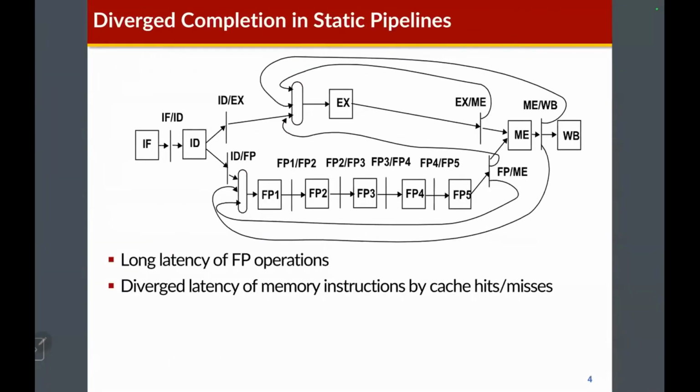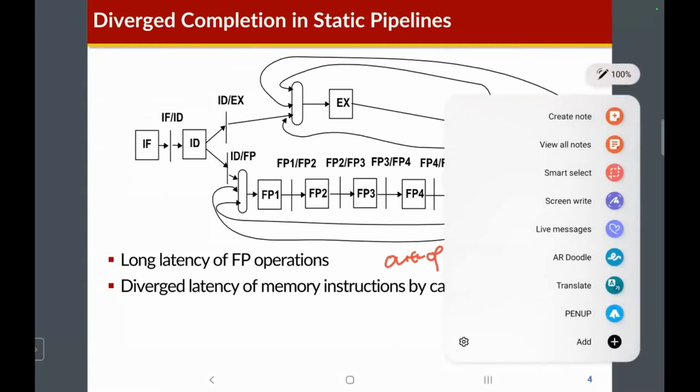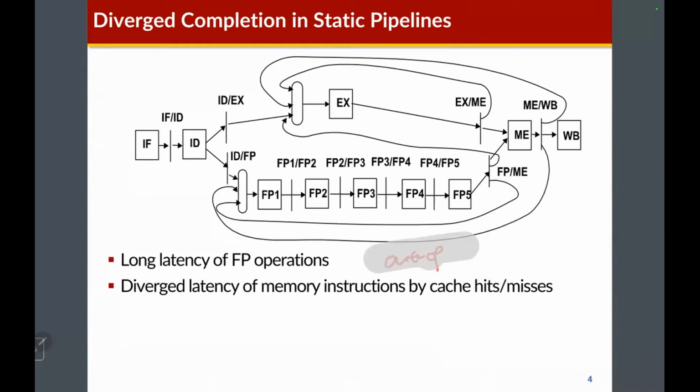Okay, let's start from the Tomasulo algorithm. So let's start from this statically scheduled processor architecture. Actually, if you see this processor architecture, then we can find that this is the out-of-order completion architecture. So it is the out-of-order completion.